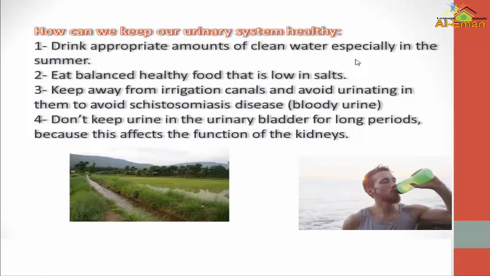At last, how can we keep our urinary system healthy? Number 1. Drink an appropriate amount or enough clean water, especially in the summer. Number 2. Eat balanced, healthy food that is low in salt. Number 3. Keep away from irrigation canals and avoid urinating in them to avoid schistosomiasis disease, or bloody urine. Number 4. Don't keep urine in the urinary bladder for a long period because this affects the function of the kidney.